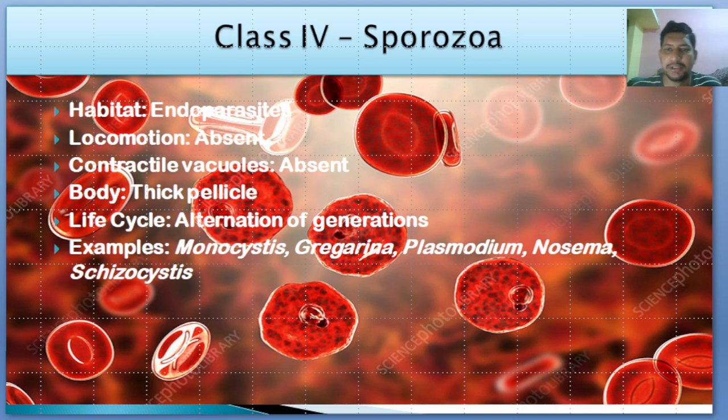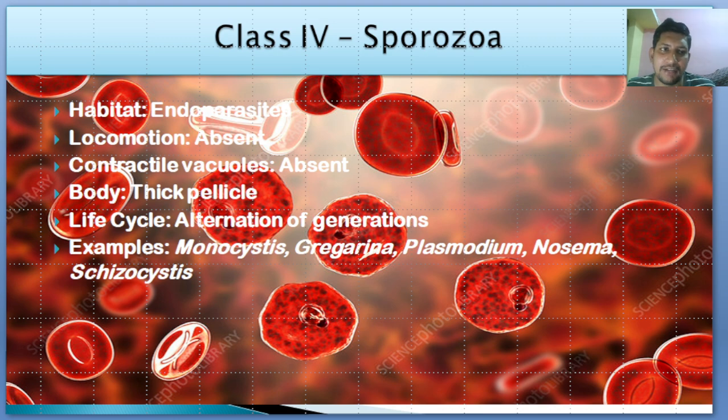Now coming to the very important last class, the fourth one, Sporozoa. Here you can see the diagram behind. It is an RBC where the parasite Plasmodium vivax is present. The important characters of class Sporozoa include that these are endoparasites. Endoparasite means they live inside the body, and locomotory structures are entirely absent.